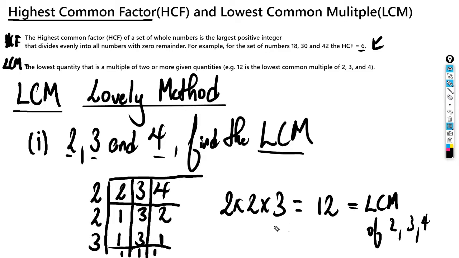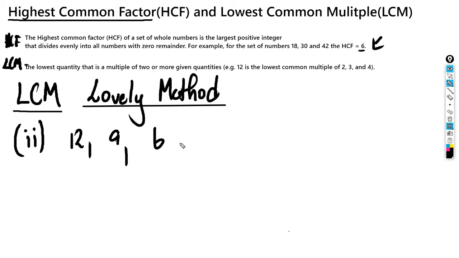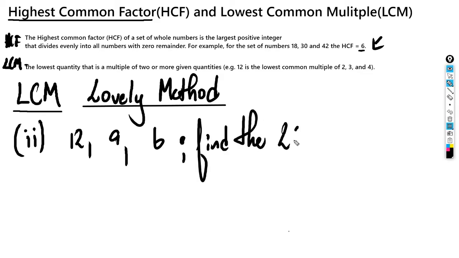So let's do another example like this with the same method. All right, so let's look at another question. Let's say we have three numbers: 12, 9, and 6, and the question says find the LCM for these numbers.